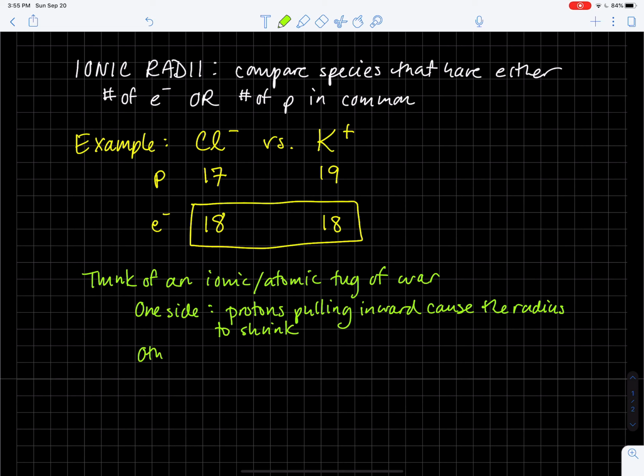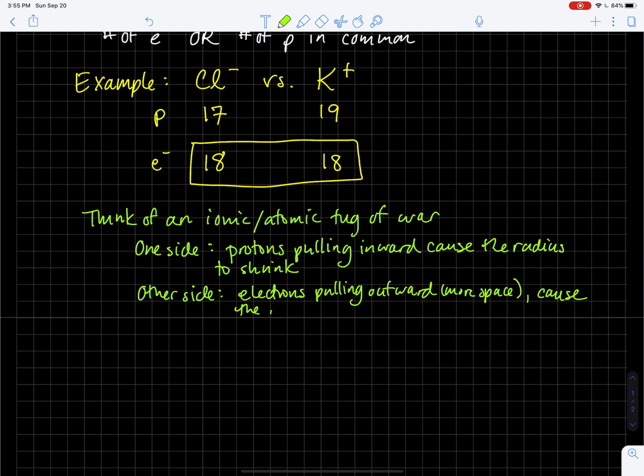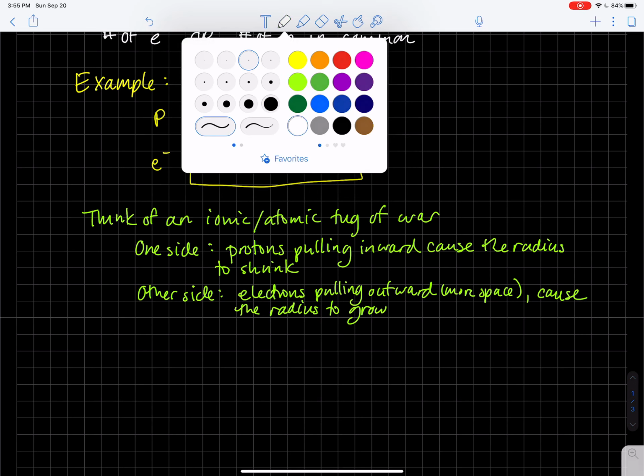And on the other side, you have electrons pulling outward. They're pulling outward because they're repelled by each other, and so they'd like to have more space, right? So electrons pulling outward causes the radius to grow. So you have these two competing effects. Protons pulling on the electrons want to make the radius smaller, and electrons repelling against each other want the radius to grow larger. So when you do a comparison like chloride and potassium, you have to see how those two things balance each other.